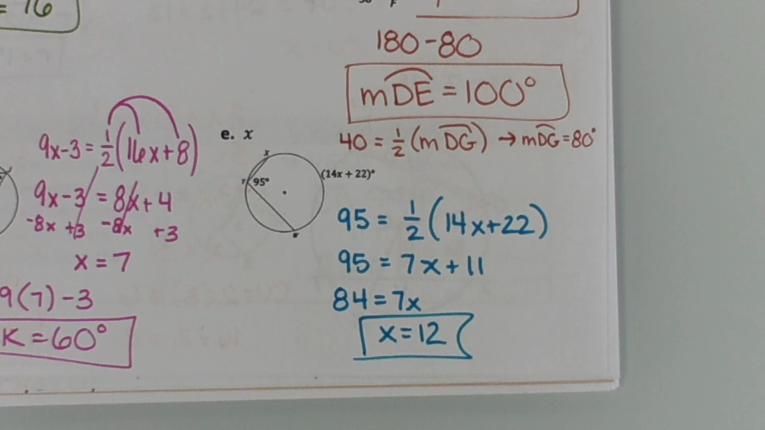So, if I want to write this equation, do I start with the 95 or the 14x plus 22? I have no idea. Formula says angle equals 1/2 arc. Which one's the angle? 95. 95 equals 1/2 its corresponding arc, 14x plus 22. Next, I'm going to distribute the 1/2. I get 7x plus 11. Subtract 11, I get 84. 84 equals 7x. Divide by 7, and x is 12.